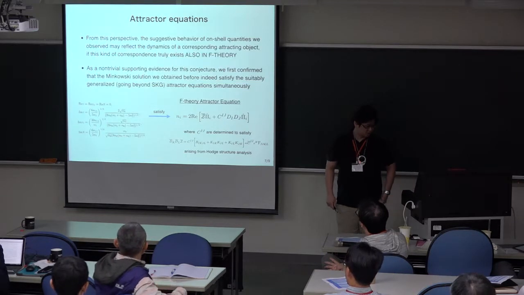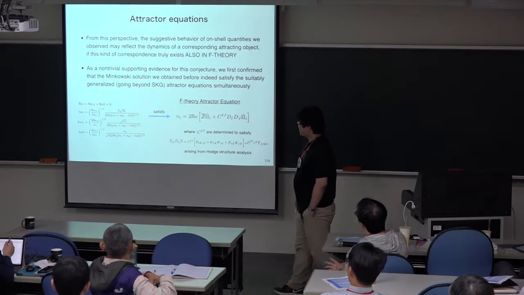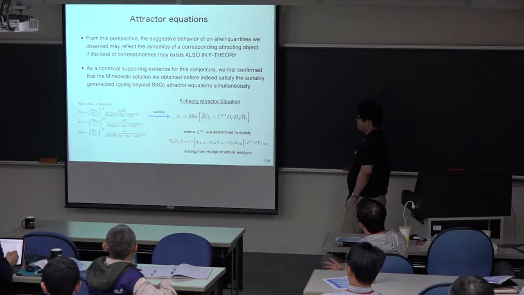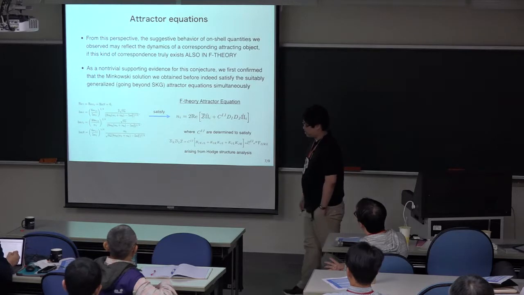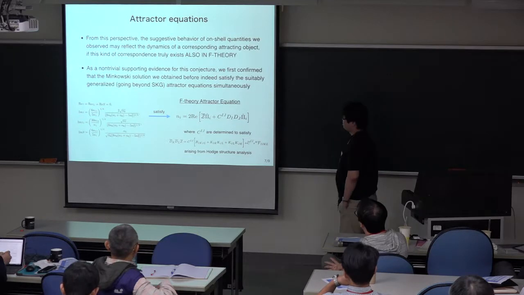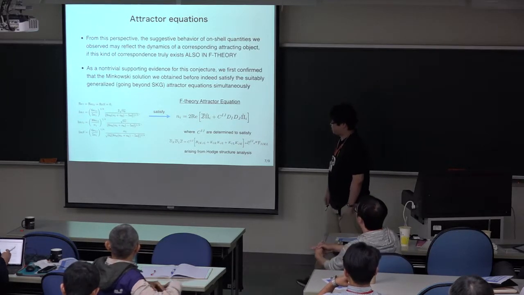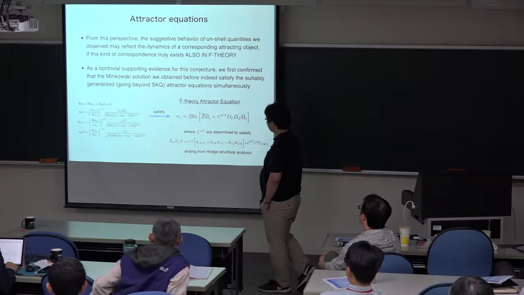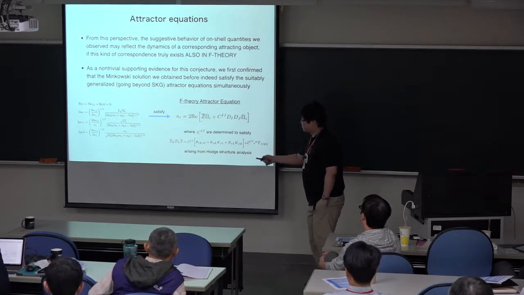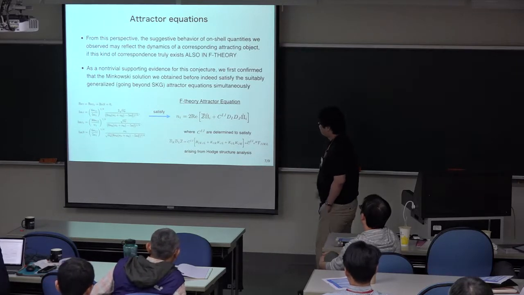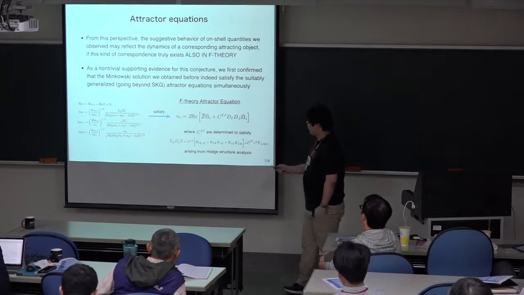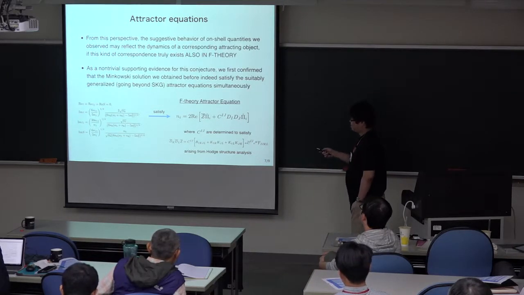So from this perspective, the suggestive monotonic behavior we observe may reflect the dynamics of the corresponding attractive object in F-theory. As non-trivial supporting evidence for this conjecture, we first confirm that the Minkowski solution we mentioned before actually satisfies the generalized attractor equation simultaneously.